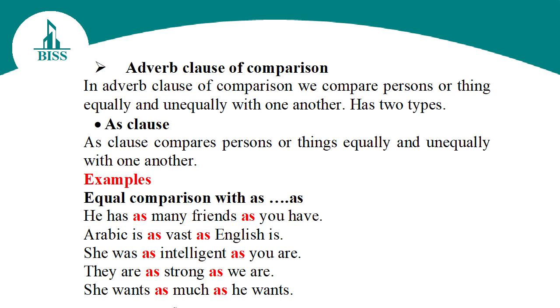It is the third kind of adverb clause. Adverb clause of comparison. In an adverb clause of comparison we compare persons or things equally and unequally with one another. It has 2 types. It is the first type of adverb clause of comparison. As clause. An as clause compares persons or things equally and unequally with one another. Equal comparison with as. He has as many friends as you have.